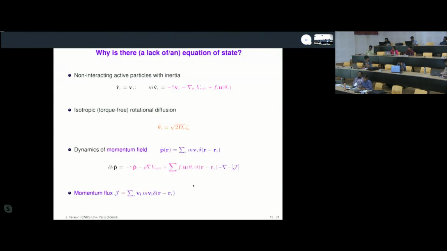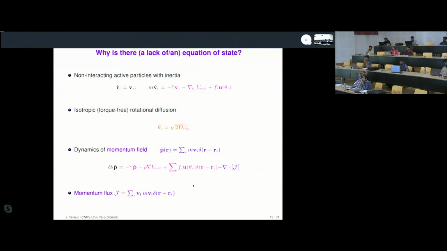Now, from these dynamics, I can build the dynamics of the momentum field. Each particle has a momentum m v_i. So here in blue, I can define a field of momentum by summing over all the particles m v_i delta(r - r_i), where delta is the Dirac function. You see that basically this is counting how much momentum there is in my system at position r. That's the density of momentum.